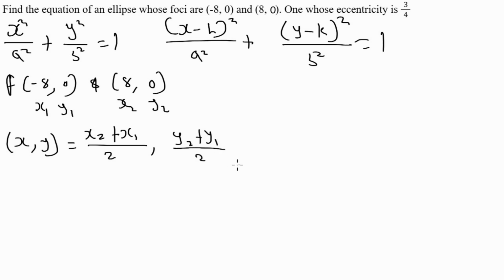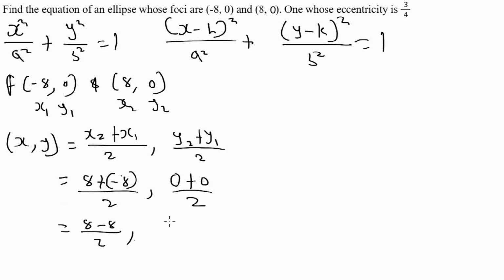So right now, x2 is 8 plus x1 is minus 8, divided by 2; y2 is 0 plus y1 is 0, divided by 2. So 8 minus 8 divided by 2, 0 plus 0 divided by 2. That's 0 over 2, which is (0, 0). Excellent. The ellipse is centered at the origin.